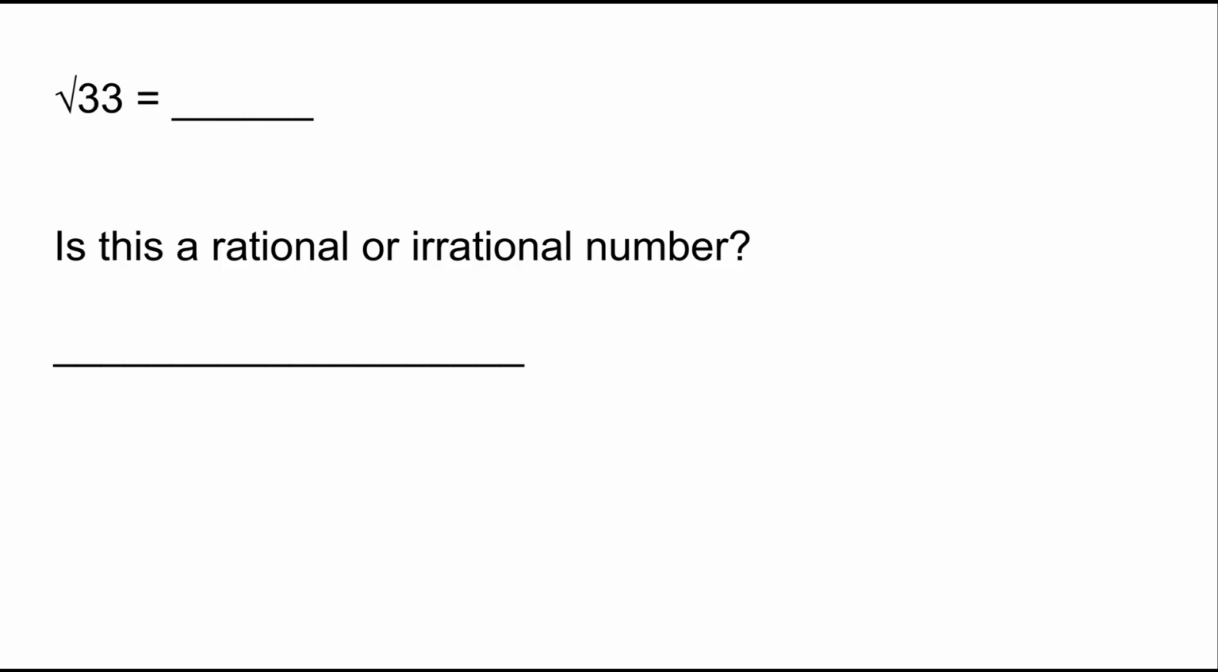Okay, square root of 33. If you don't know this, plug it into your calculator. I'm just kidding you. You wouldn't probably know this one. It's a never-ending decimal. And so could we write this as a ratio? No, non-terminating decimals are not written as ratios. So this is an irrational number.